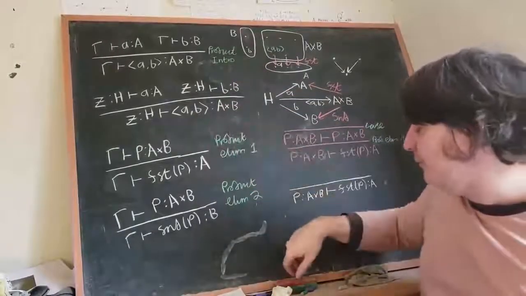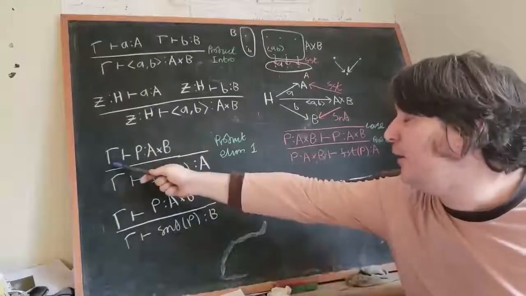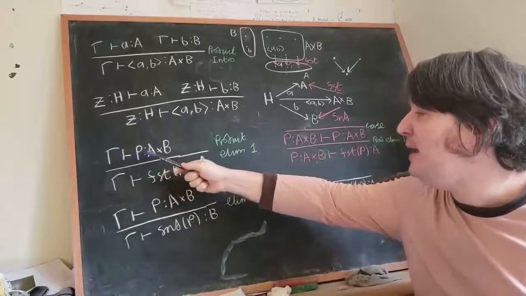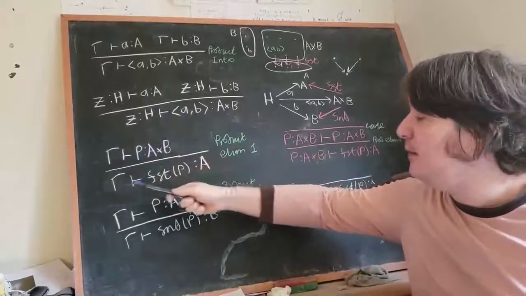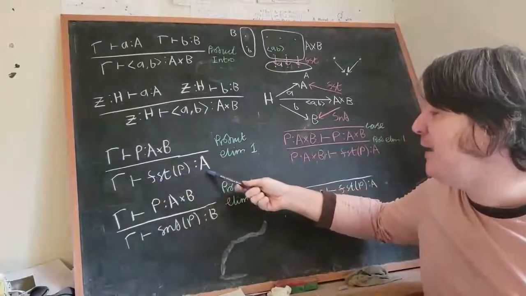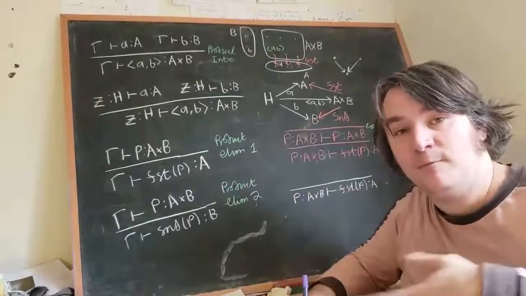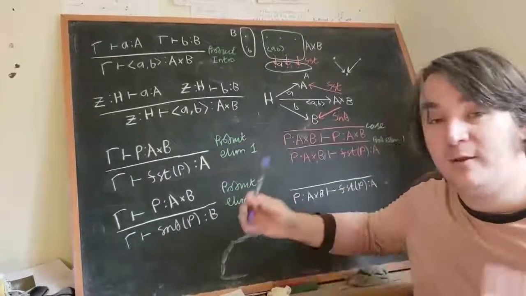And then in terms of logic, what does this mean? Well, it means that if in a context gamma you have a proof P of A and B, then in that context gamma you have this proof FST of P of A. So if A and B are true, then A is true. Okay, it's this kind of idea.